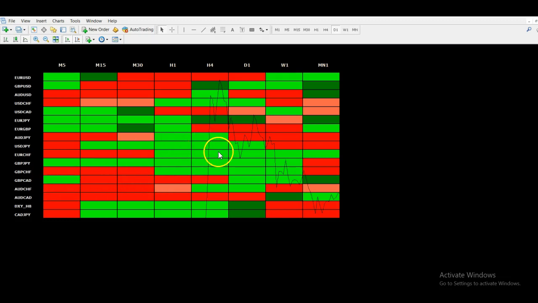So this just tells you the overall strength across all the strongest pairs. You can put any pair you want. You see, intraday trading, the Euro USD is down. So we'll be looking on intraday trading to sell the Euro USD. So a very powerful tool, guys.